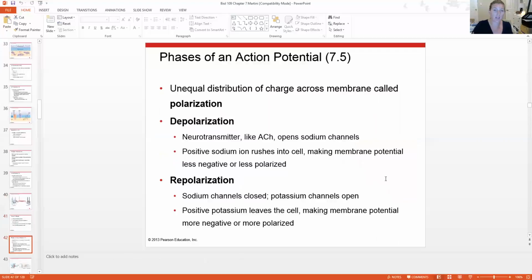Let's talk about the phases of an action potential. Unequal charge distribution is called polarization. So when the cell depolarizes, this is when a neurotransmitter like acetylcholine opens up the sodium channels. Those positive sodium ions are going to rush into the cell, making our cell now less negative. In other words, making it more positive. Repolarization is when the opposite happens. Those sodium channels close, potassium channels now open, and potassium floods the cell. It leaves the cell. It goes out of the cell. And now our membrane potential comes back down and becomes more negative.